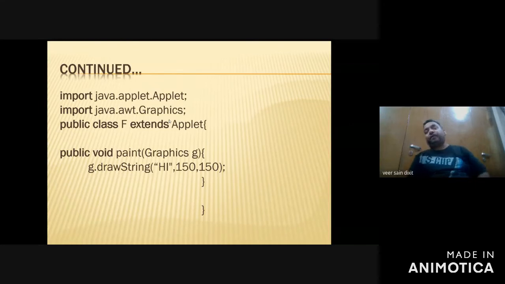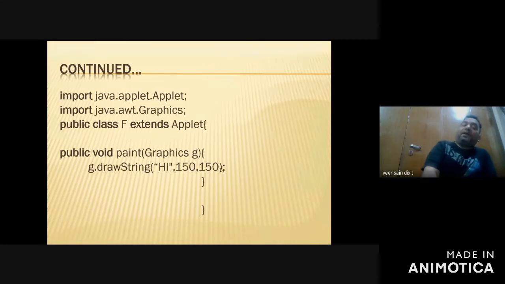On the Applet program, we are creating an Applet program where on the Applet we are printing this message, hi, at the point 150, 150. So always start from the top corner, 150 towards right and 150 towards bottom. Whatever is the point, at that point this hi message will be printed.